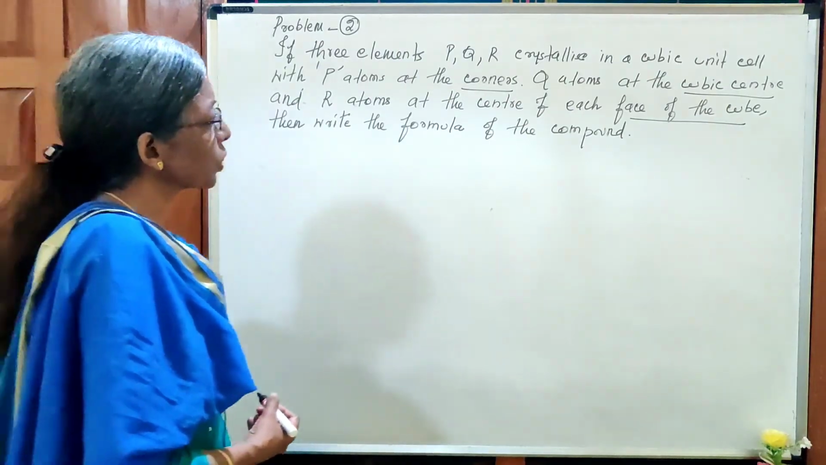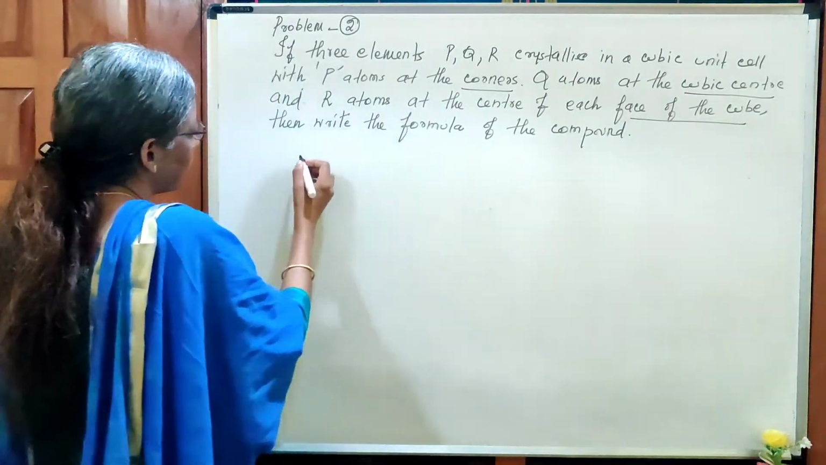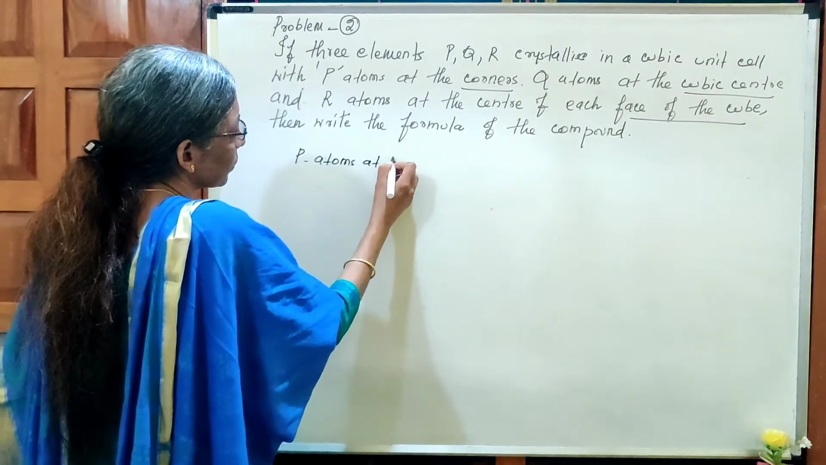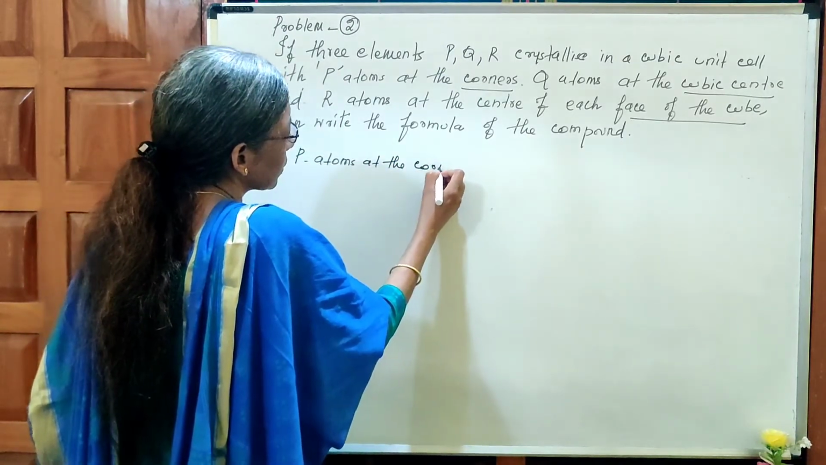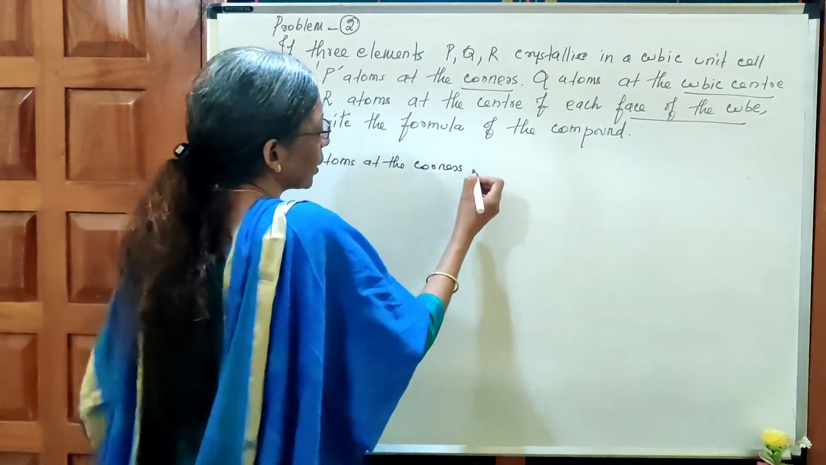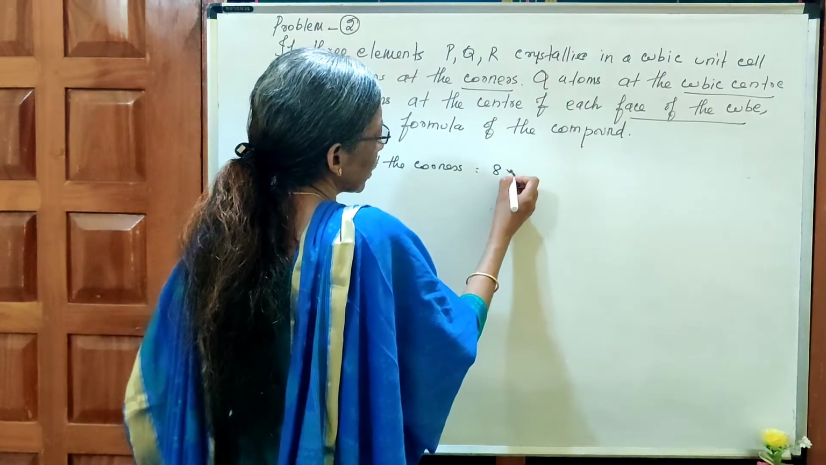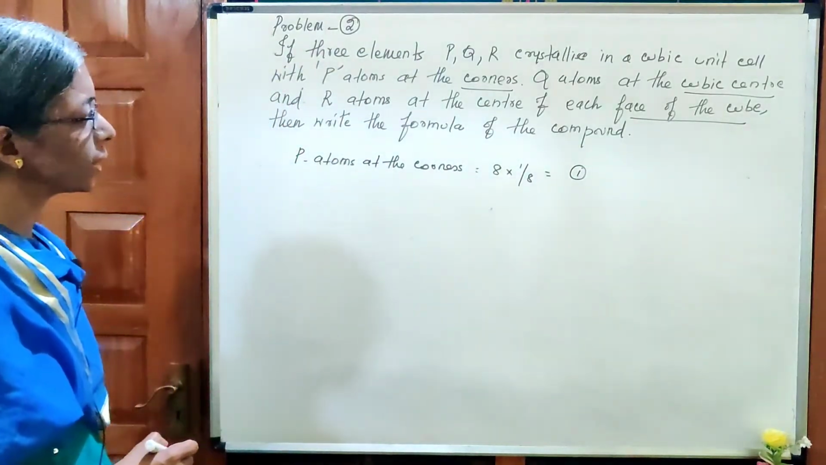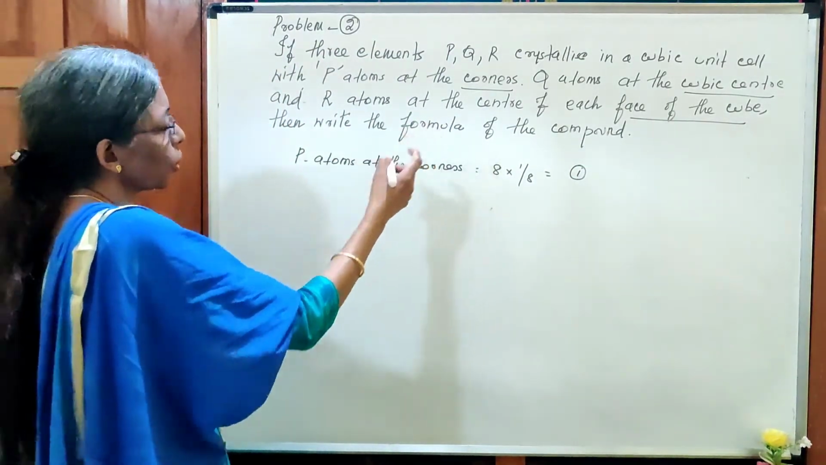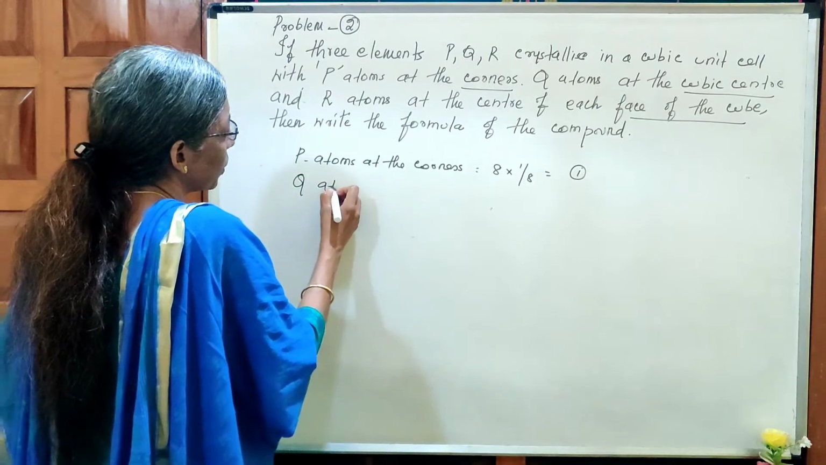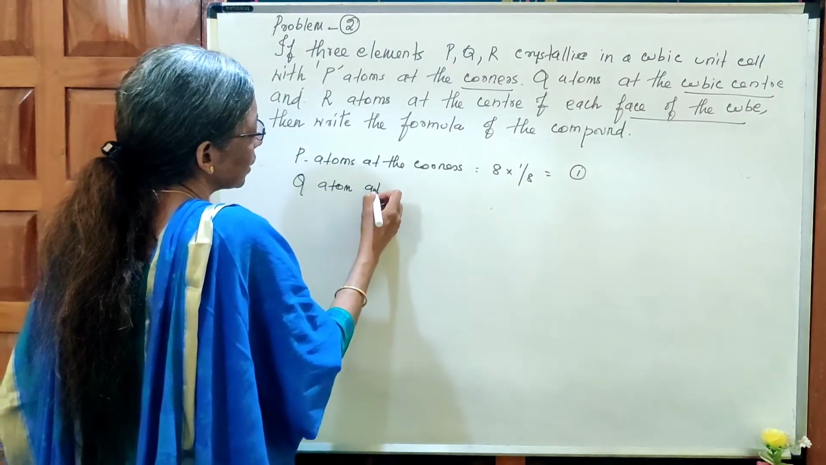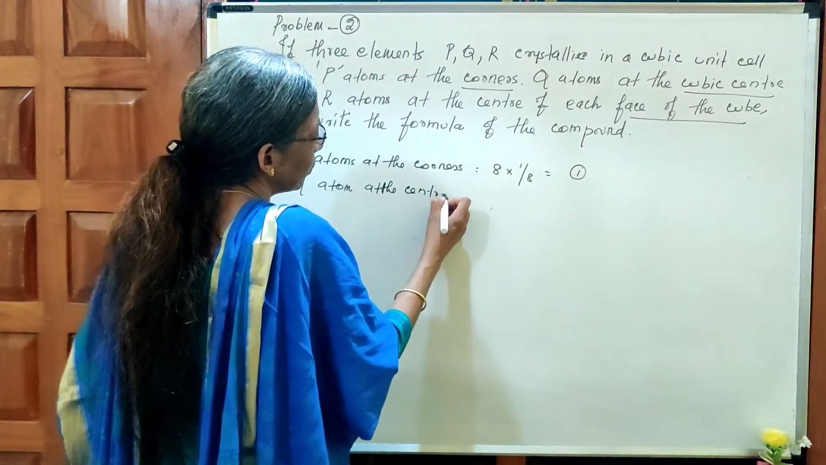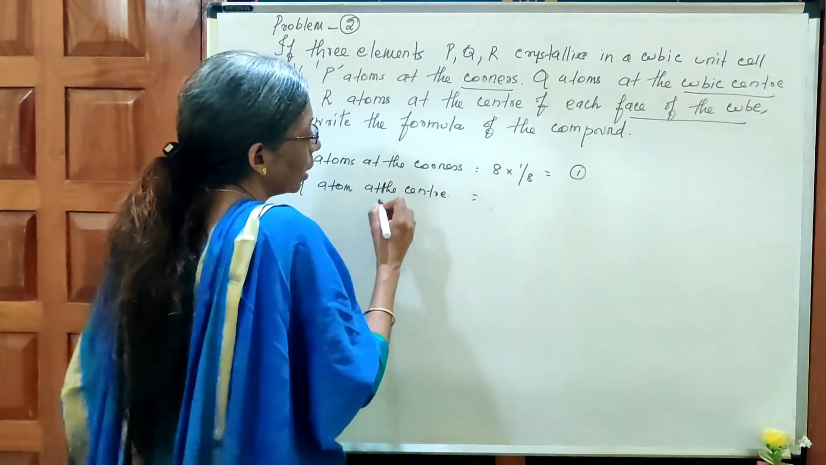Okay, so first one, P atoms at the corners. So how many corners are there? 8 corners. For the contribution, 1/8 times 8 is equal to 1, right? That is P atom 1. Then Q atoms at the center means body center, so 1.